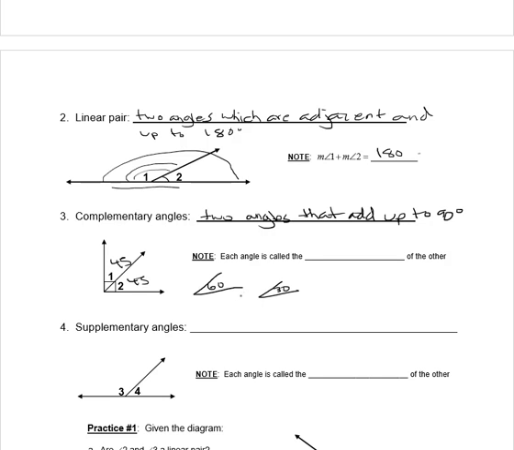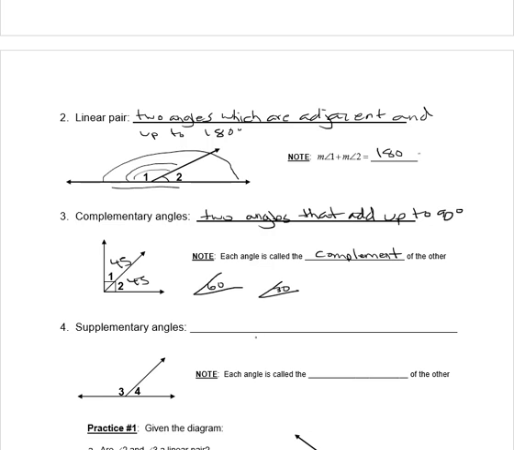So any two angles that add up to 90, whether or not they're adjacent, are going to be considered complementary angles. Now each angle is called the complement of the other. So for example, the complement of 70 would be 20. The complement of 40 would be 50.